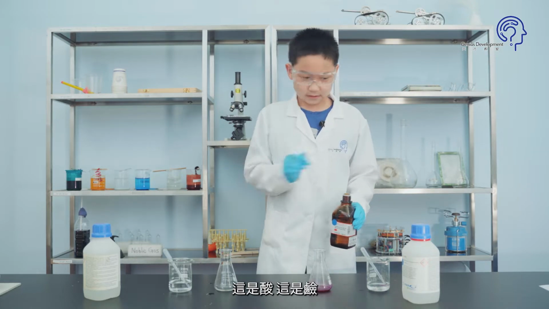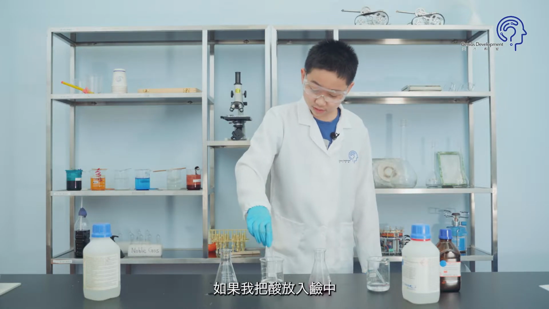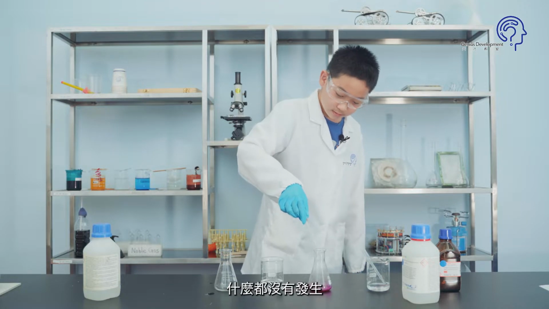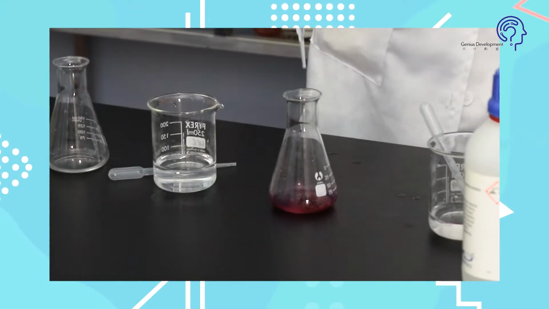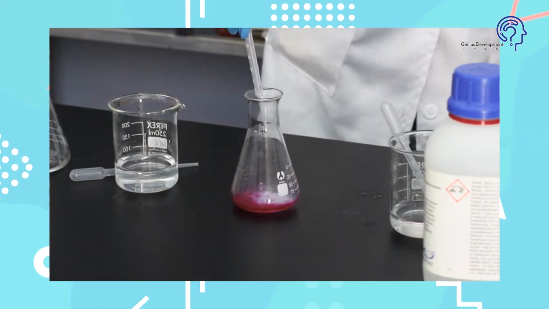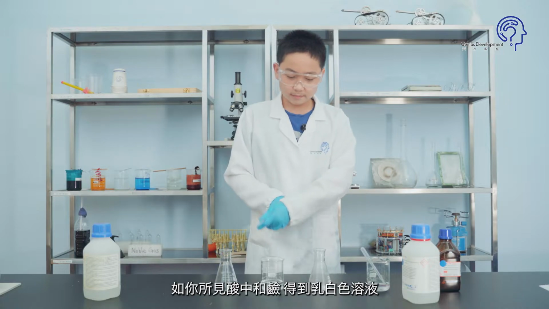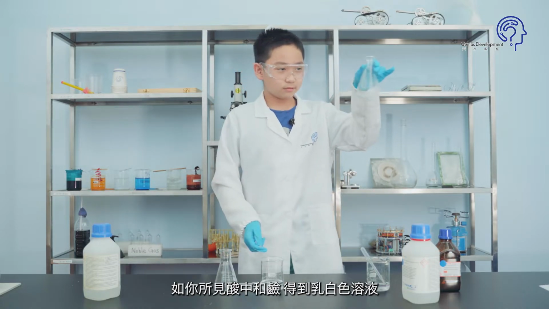Oops, I spilled some. Okay, but if I get some acid from this one and pour it back into this one, nothing happens yet. But if I do it again, as you can see, we actually pour the acid back into the base. We neutralize it. So now we have this little milky white thing.